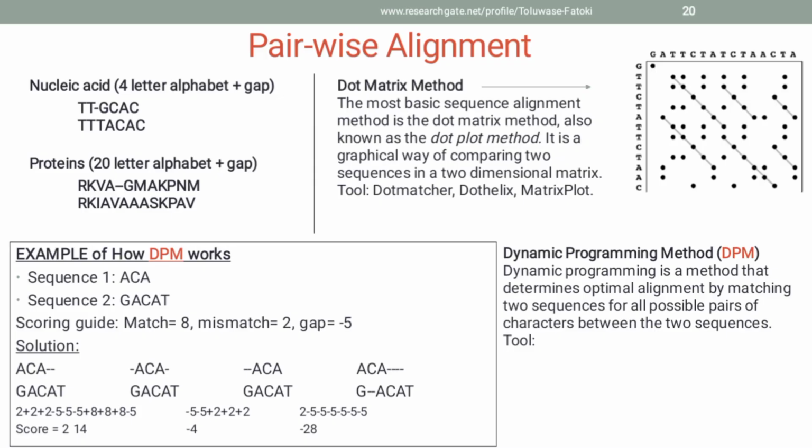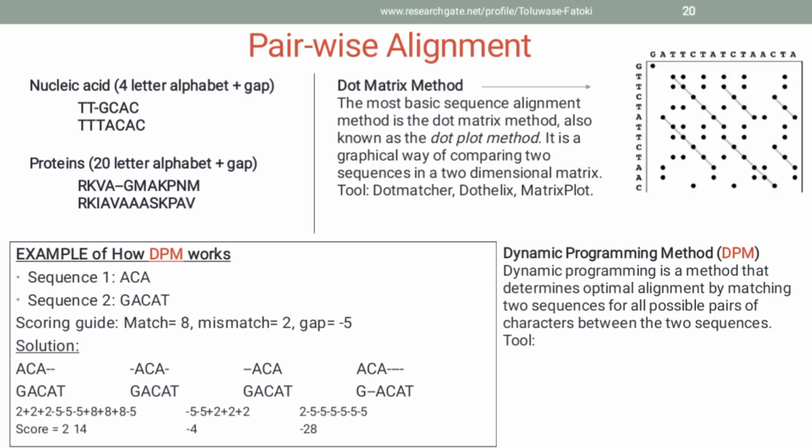Then for dynamic programming, there is the introduction of what we call a scoring guide. If a particular amino acid or DNA base in sequence 1 matches the one in sequence 2 during the alignment, then we have a score. For a match, we have 8. For a mismatch, we have 2. For a gap, any gap introduced during the alignment, we give it -5. So you can see the optimum alignment that dynamic programming tries to find. We have 1, 2, 3, 4. We try to align each of these sequences based on their match, mismatch, and introduction of gaps.